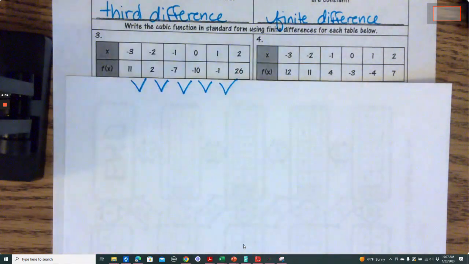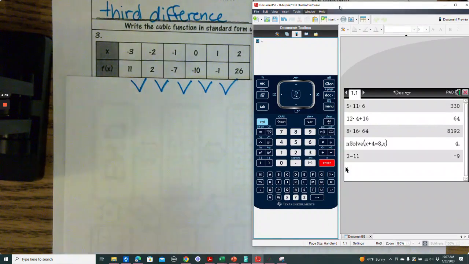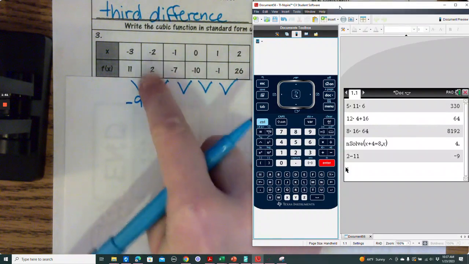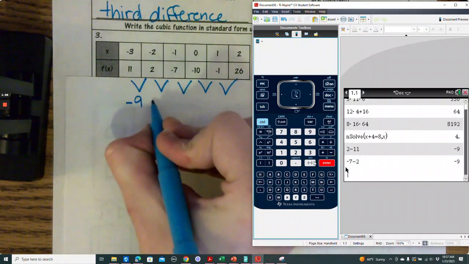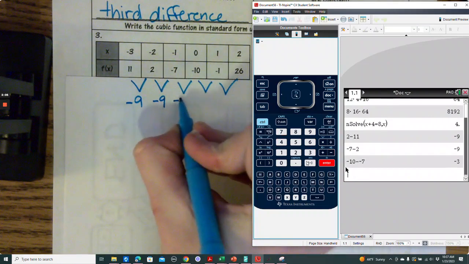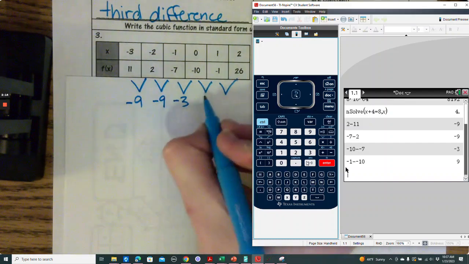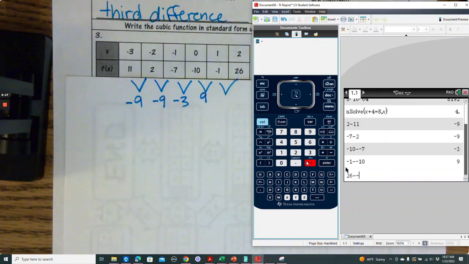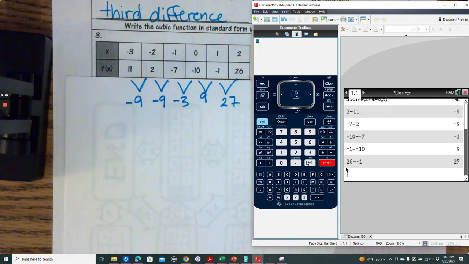So you would do 2 minus 11. So 2 minus 11 is a negative 9. Negative 7 minus 2 is a negative 9. Negative 10 minus negative 7, a negative 3. Negative 1 minus a negative 10. Don't lose negatives. Positive 9, and then 26 minus a negative 1 is 27. That's first change in y.